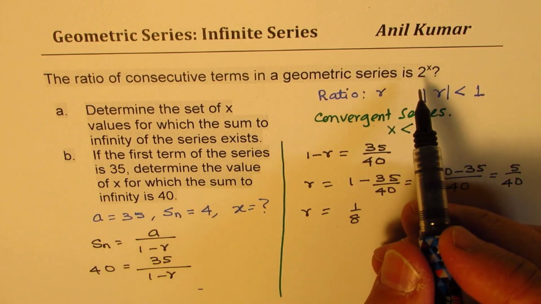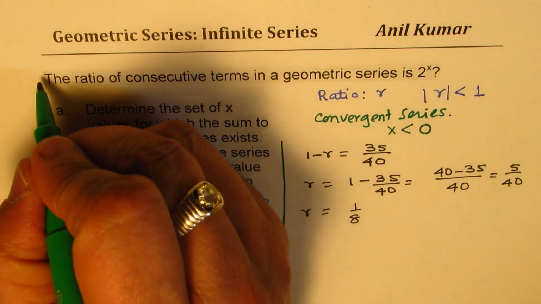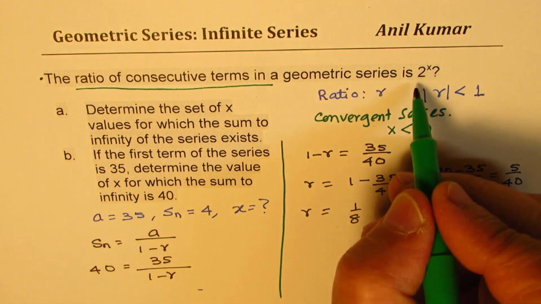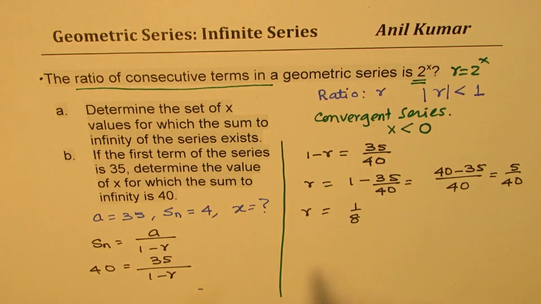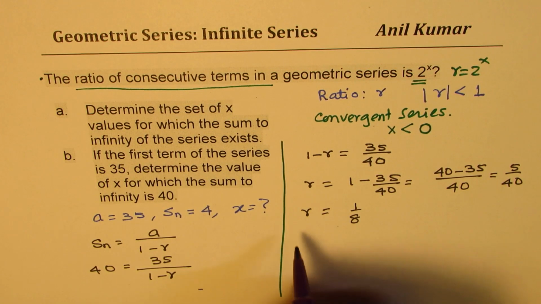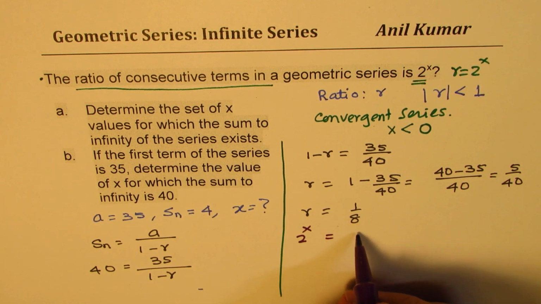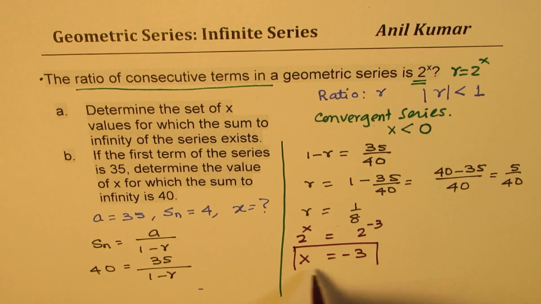Now this r is given to us as equal to 2 to the power of x, correct? So in the very beginning, we are given that the ratio of consecutive terms is 2 to the power of x. That means r equals 2 to the power of x, correct? So we can now write r as equal to 2 to the power of x. And 1 over 8 basically is 2 to the power of minus 3, right? So that means x is equal to minus 3, right? So that is how we can get the value of x.